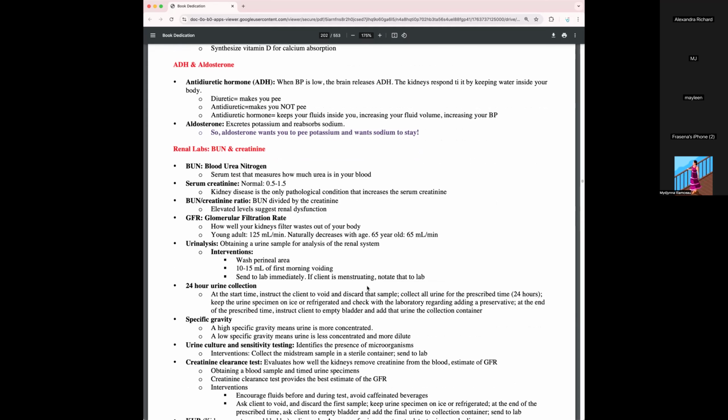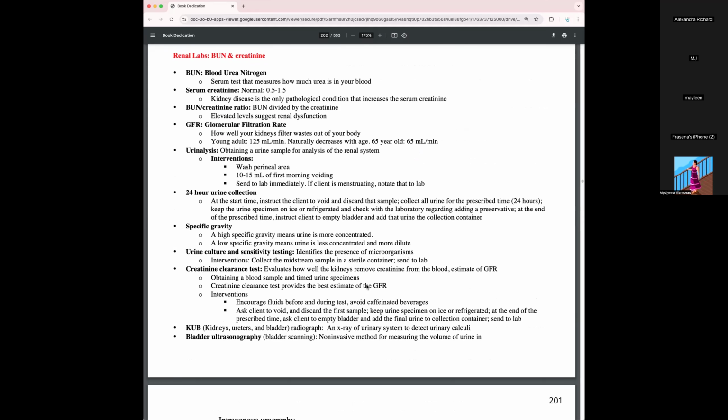Next, we have some important labs that you need to be familiar and comfortable with. BUN, or blood urea nitrogen. A normal level, some people say 10 to 30, some people say 8 to 22. I learned 10 to 30 in nursing school, and some books say 8 to 22. So either of those are fine. It measures how much urea is in your blood.